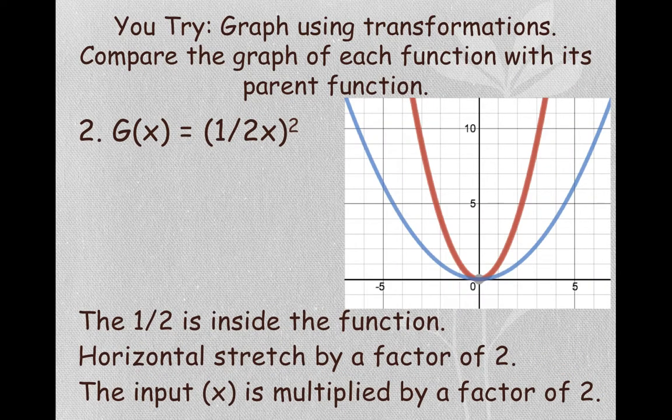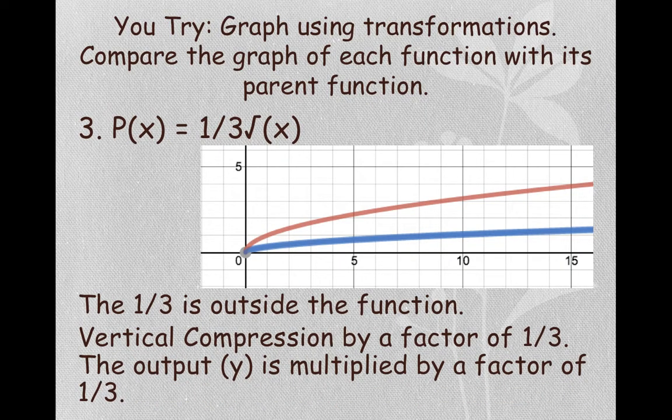g of x equals 1/2 x, that quantity squared. 1/2 is on the inside of the function, so this is horizontal. It's a stretch because 1/2 is a number between 0 and 1. So this is a horizontal stretch by a factor of 2. The input, or the x, is multiplied by a factor of 2.